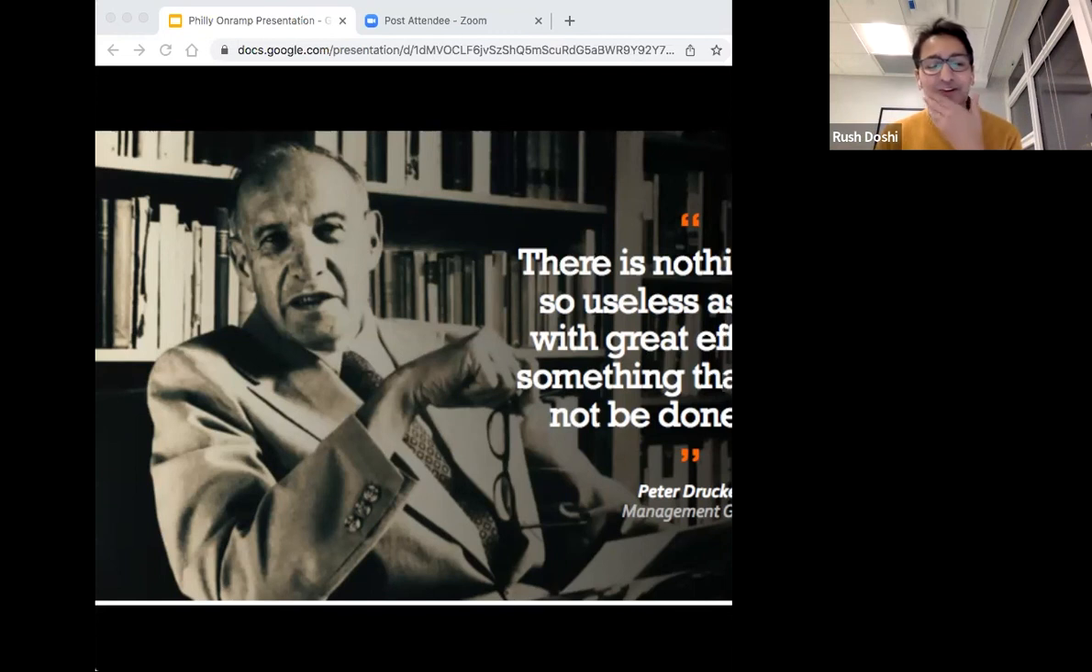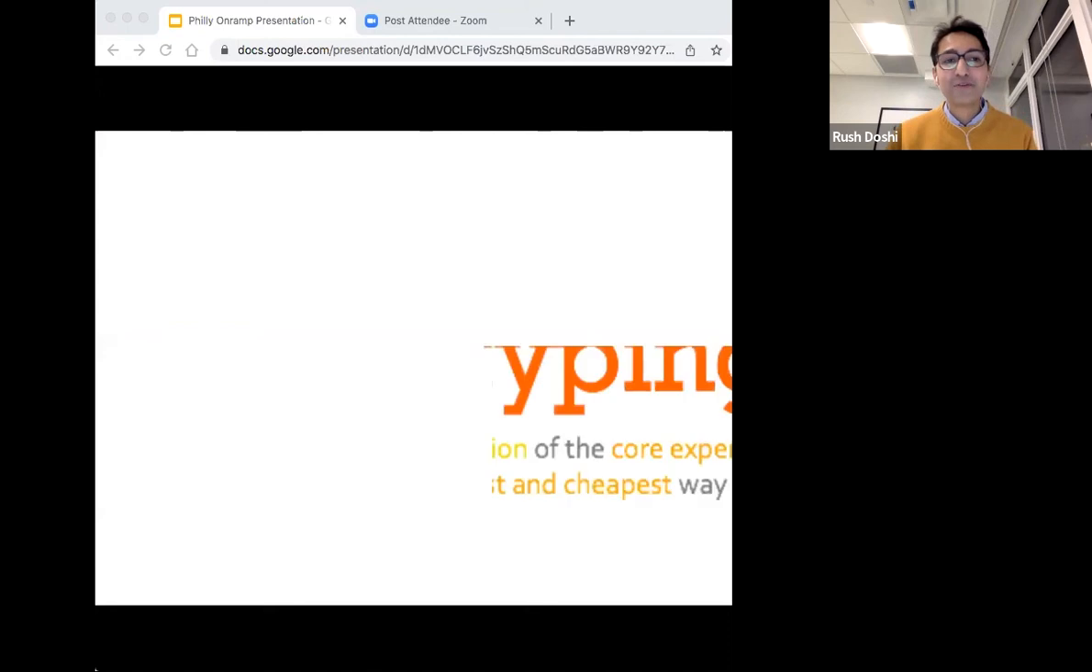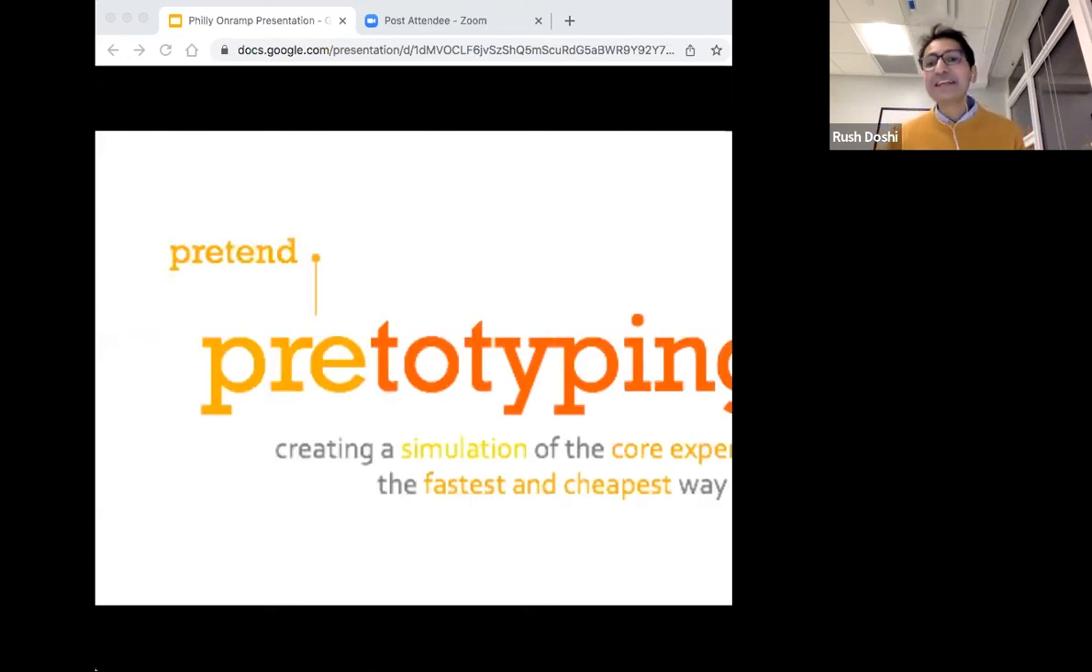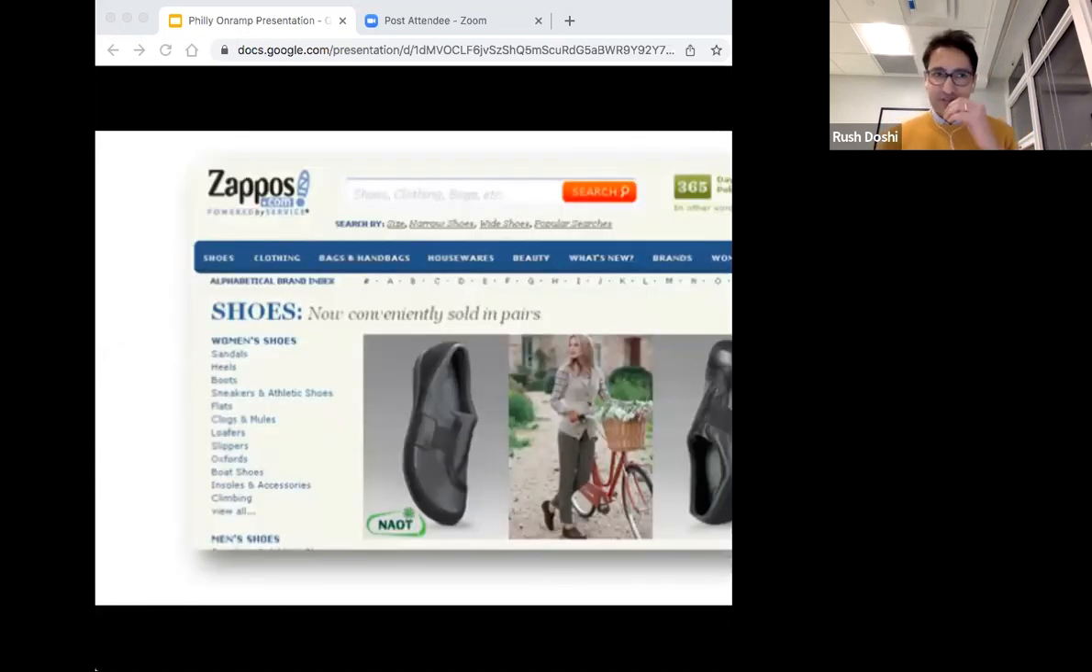And this is from Peter Drucker, a pretty well-known professor of management, who is absolutely correct. Don't do it if you don't have to. And this technique is prototyping, right? The reason it's called prototyping, and not something cute, is that you're pretending quite often. I'm not sure if you guys know about Zappos. This is an example I wanted to give you in terms of what you can think about applying to your idea.